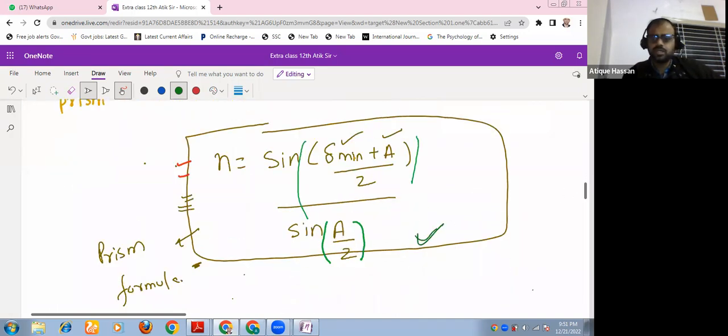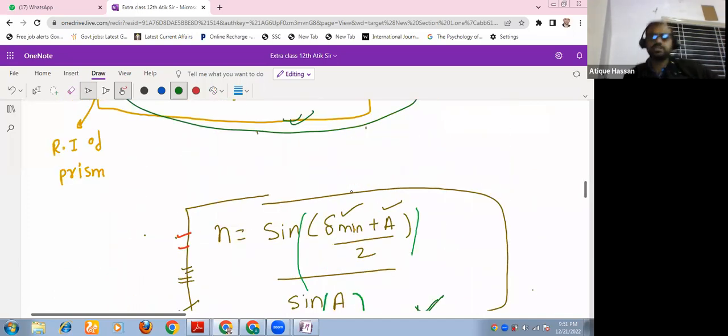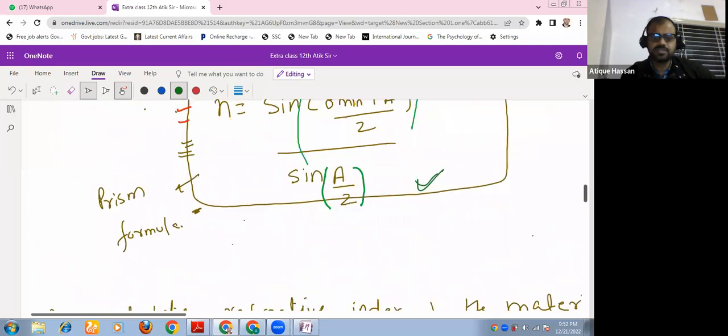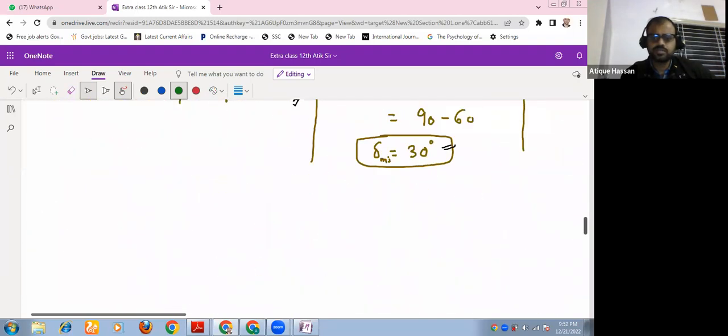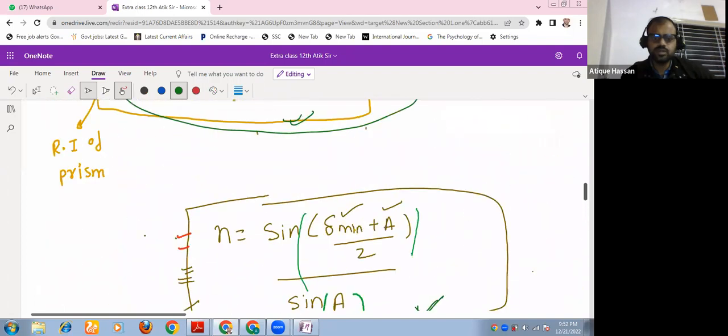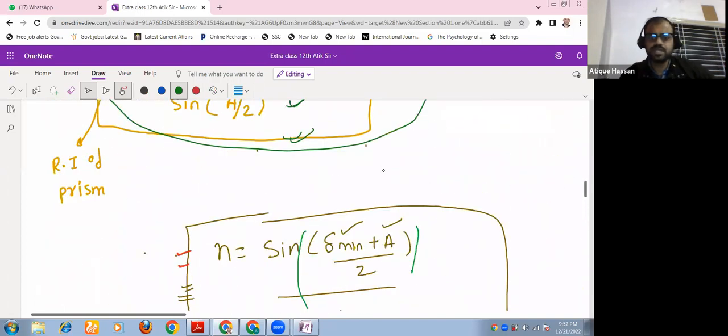So this is the general formula for the refractive index of the prism in case of minimum deviation. But what happens if the prism is thin? In some cases, if the prism is thin, so I will explain to you. What will happen if the prism is thin?